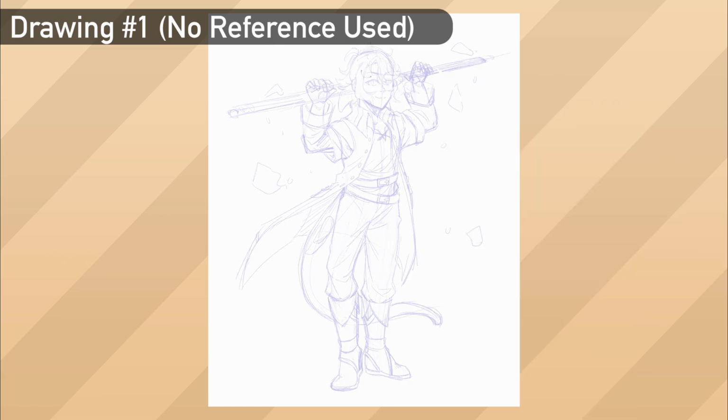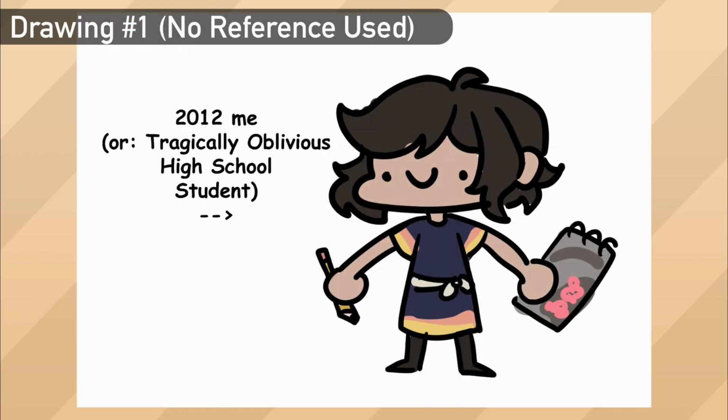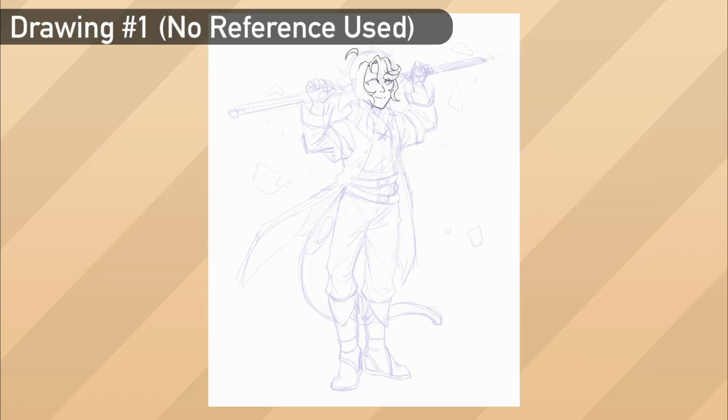The year was 2012-ish. And I was a tragically oblivious high school student. At this point, I was entirely self-taught and would be until I went to college. And being young and not knowing any better, I avoided using drawing reference like the plague. Sure, I followed along in my art classes, but I didn't understand why all of the information I was learning was so important. Let's just say I was a bit of a nonconformist.